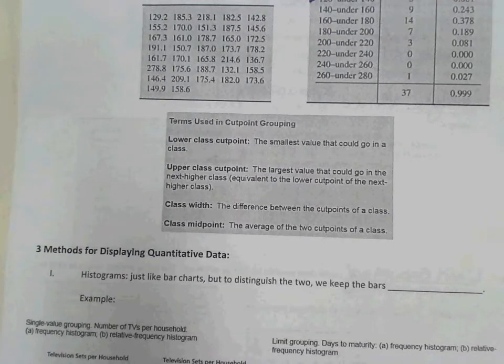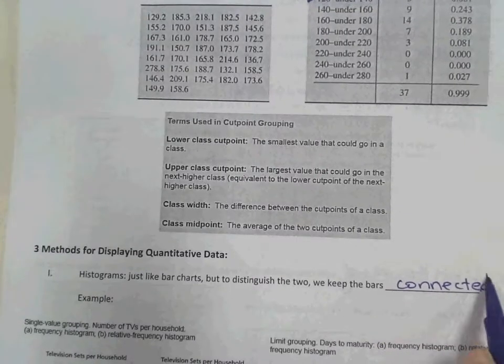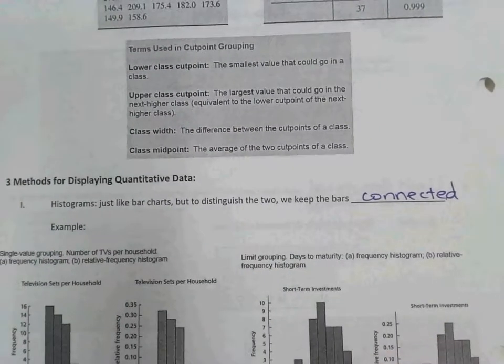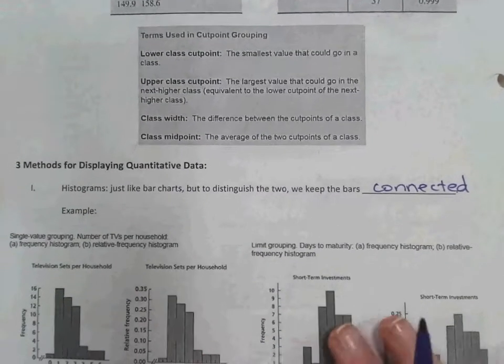And now the fun part. 3 different ways to display quantitative data. The first being a histogram, which is just like our bar chart that we talked about on Friday with qualitative data, except in a histogram we connect the bars. So we keep the bars connected. So that's a distinguishing factor. And when you're using Microsoft Excel, you actually have to be careful on which bar chart that you choose. There's only a few that actually have the bars connected.